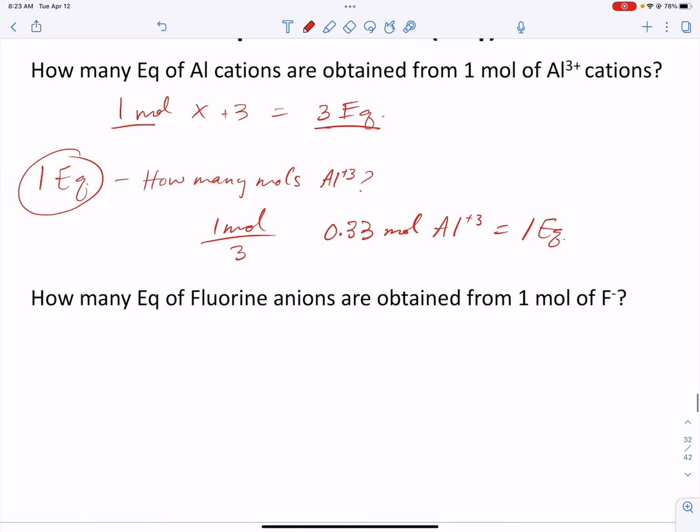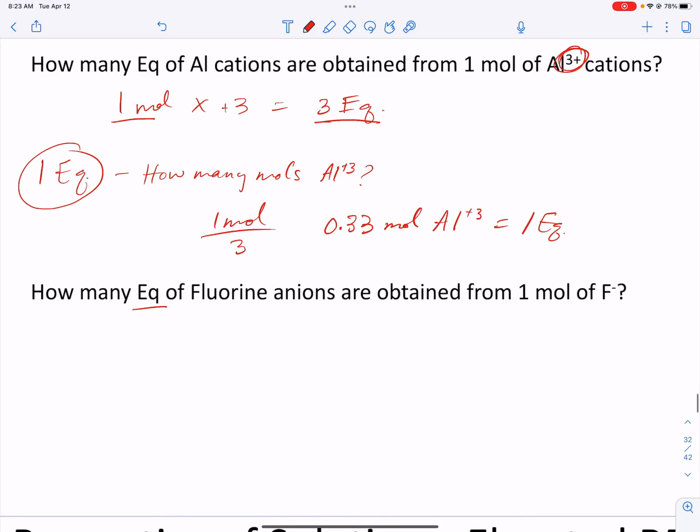Okay, now I told you it doesn't have to just be positive charge. So far, we've just been talking about all these cations. Well, we can also talk about anions because anions have a charge. And it doesn't say an equivalent is 1 mole of positive charge. It just says an equivalent is 1 mole of charge. So that charge could also be negative. So how many equivalents of fluorine anions are obtained from 1 mole of fluorine? Okay, so you do 1 mole, again, times the charge, times -1, and that is 1 equivalent. That is 1 mole of charge.